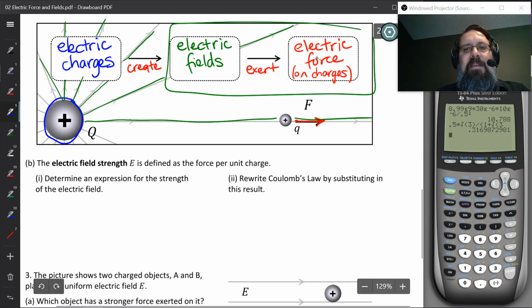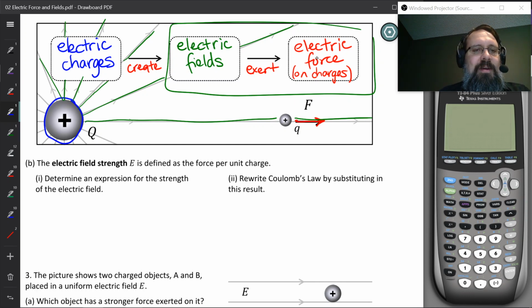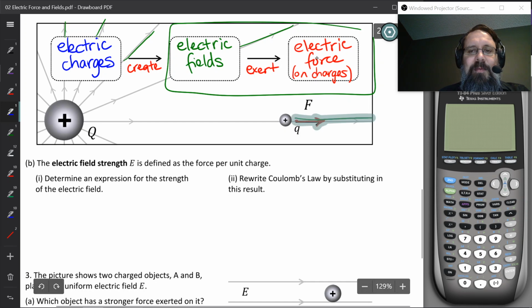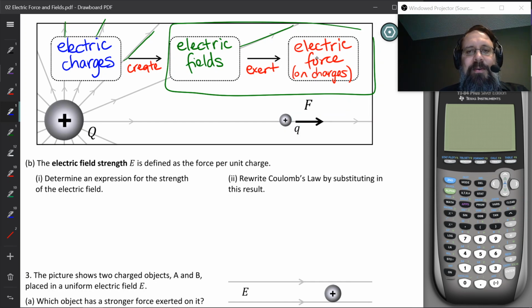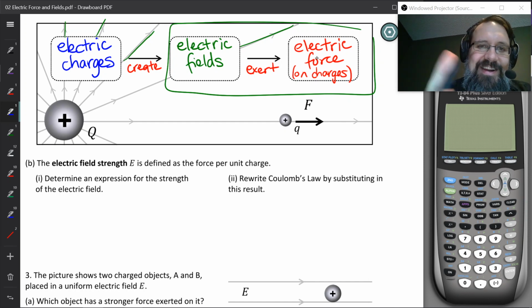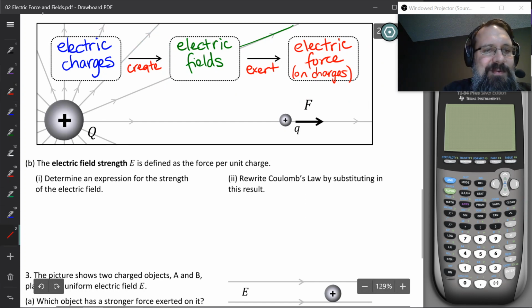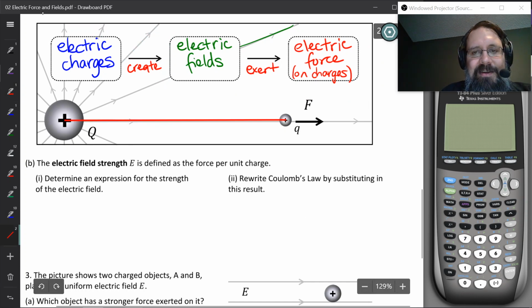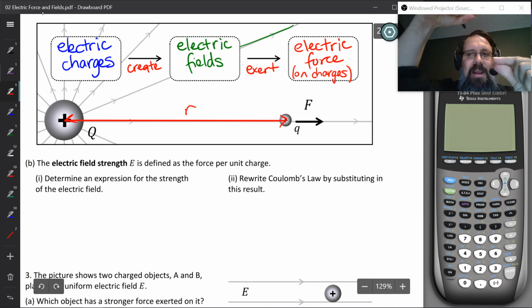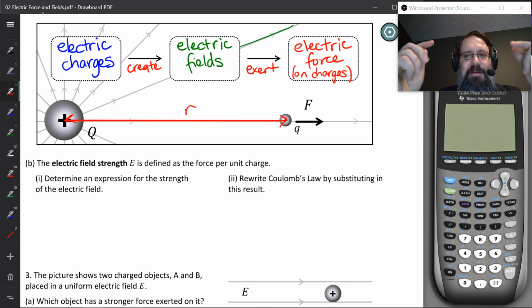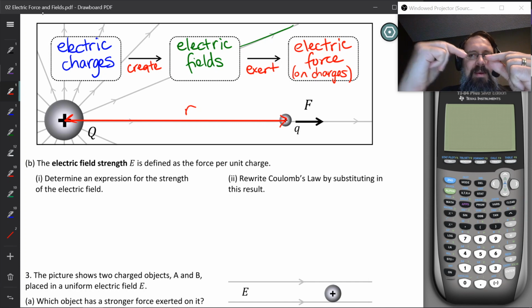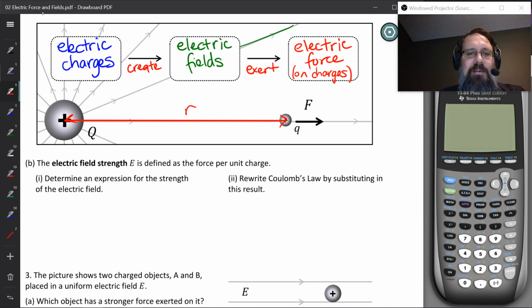Okay, let's talk about this mathematically now. So we've got symbols here. We got big Q, we got little q, and the only thing missing is the distance. So I'm going to label the distance between these guys, starting at the center to the other center. And we're going to call that distance r. The reason we use r is because you can imagine it can be radially anywhere. These two objects could be separated by any radius. It could even be like a spherical radius. So that's why we use r for that.